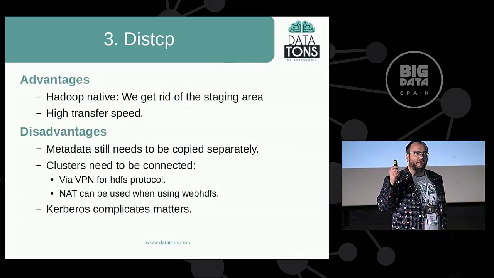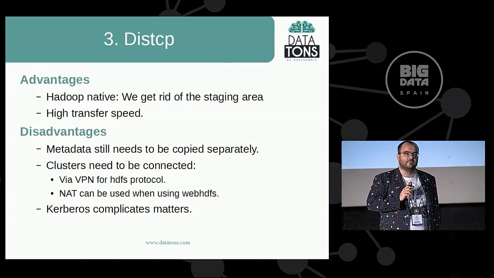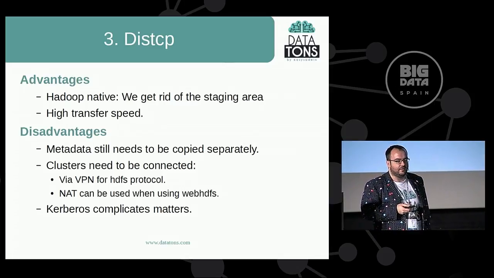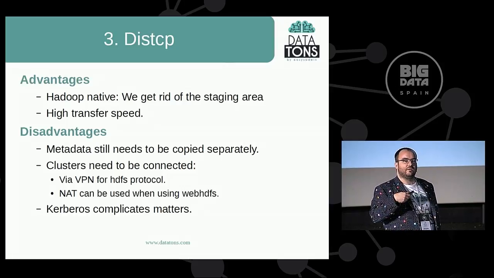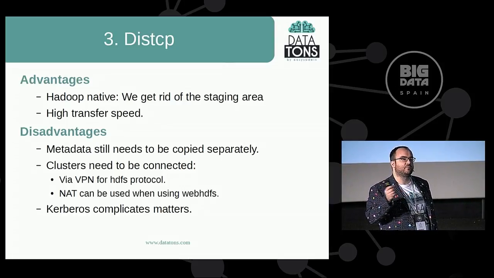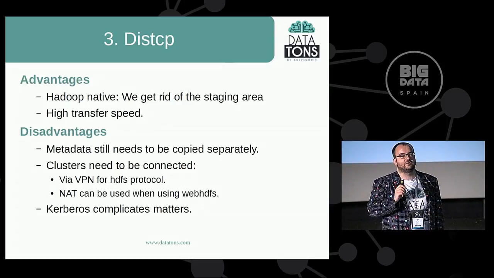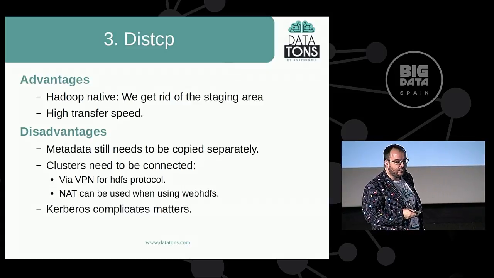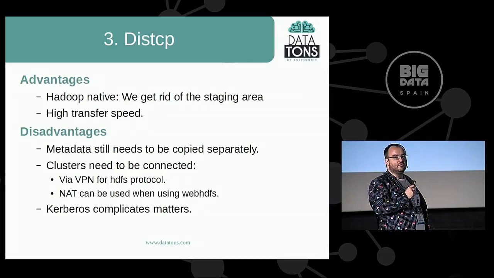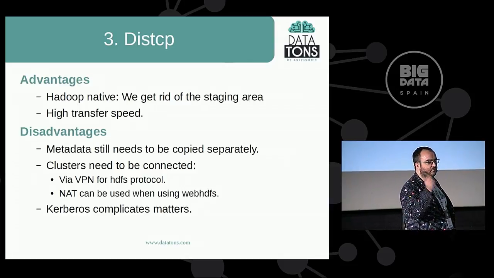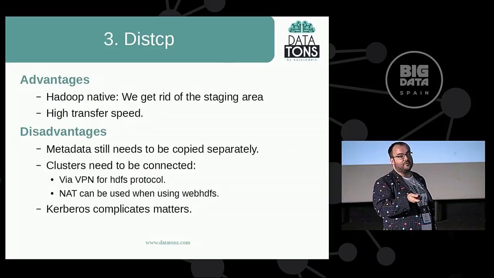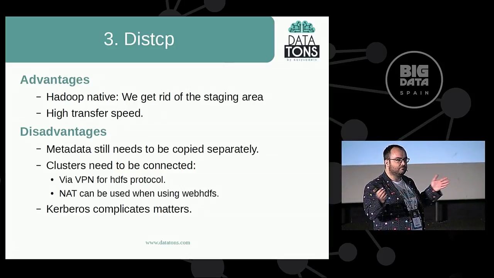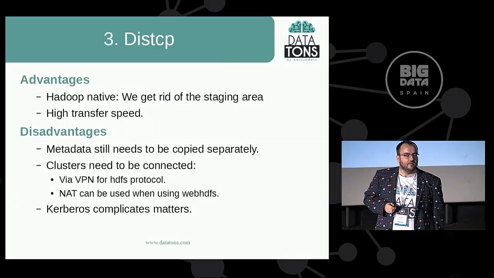Also, clusters need to be connected, okay? Why? Basically, because we need to have private network connectivity between the two clusters. They need to be able to be routed between them. You can do that by just setting up a VPN, and voila, you're done. Also remember to include something like a global DNS that has all the entries for both sites.